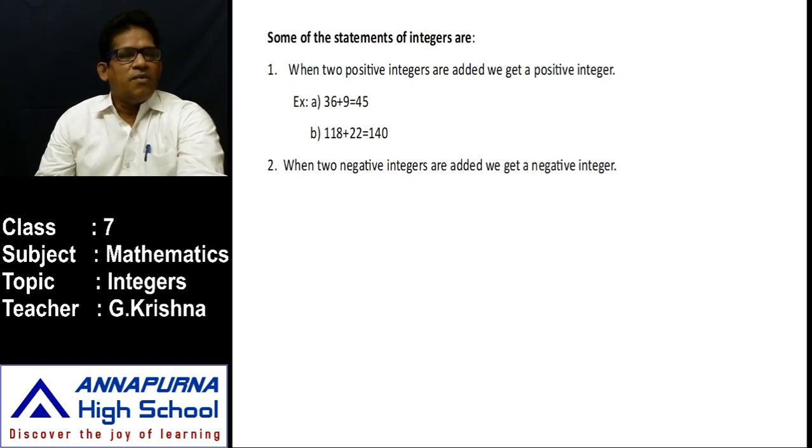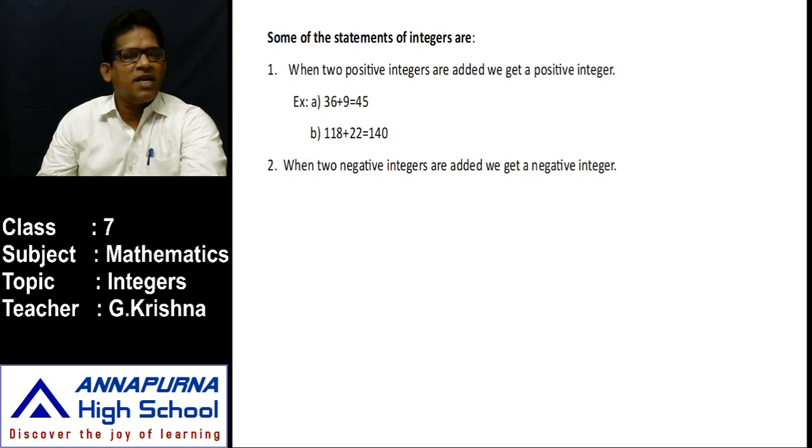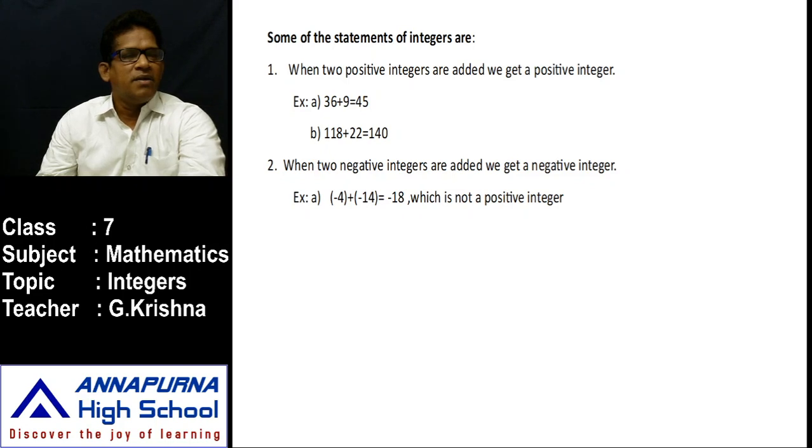And the second one is, when two negative integers are added, we get a negative integer only. That means the sum of two negative integers is a negative integer. This is similar to the previous statement. There we added two positive integers. Here we are adding two negative integers. Minus 4 plus minus 14, which is equal to how much? Here the signs are same, so the same rule applies. 4 plus 14, add the numbers, 18, put the minus sign. So minus 4 plus minus 14 is equal to minus 18.